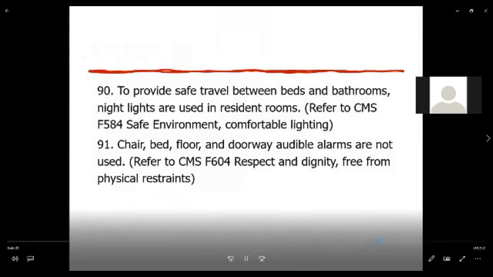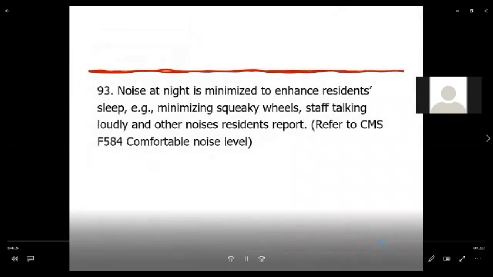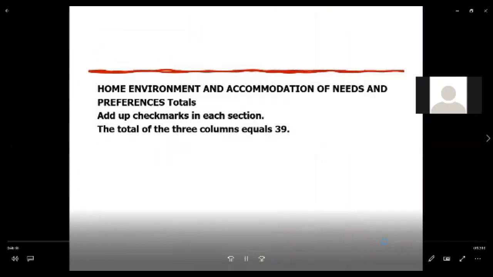To provide safe travel between beds and bathrooms, nightlights are used in resident rooms, a really good practice to help prevent falls. Chair, bed, floor, and doorway audible alarms are not used. Hallelujah. The home does not use bibs or clothing protectors or shirt protectors, no matter what you call them. Linen or paper napkins are used instead. It's just an artifact of a changed culture. Noise at night is minimized to enhance resident sleep. So that can be noise in the hallway from carts and ice machines and people talking, whatever the noises might be, including alarms. And so the total for this section just happens to end up being 39.